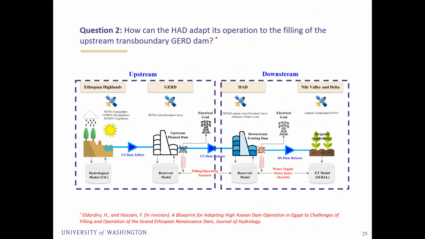in the next study we looked at the second question, which is how can the Haiswan Dam adapt its operation to the filling of the upstream transboundary GERD dam. And again, we use the same blueprint, but this time we focus more on the GERD and the head and also the downstream water use.